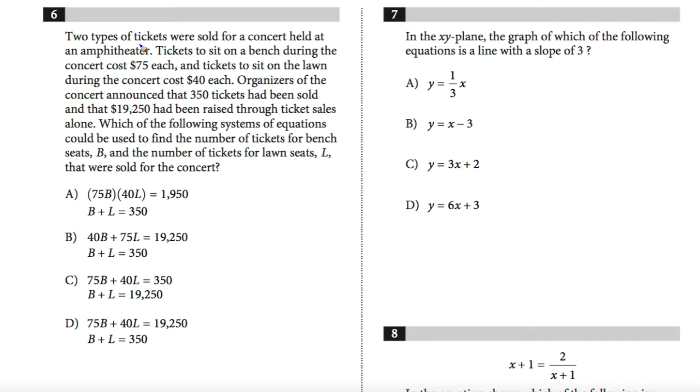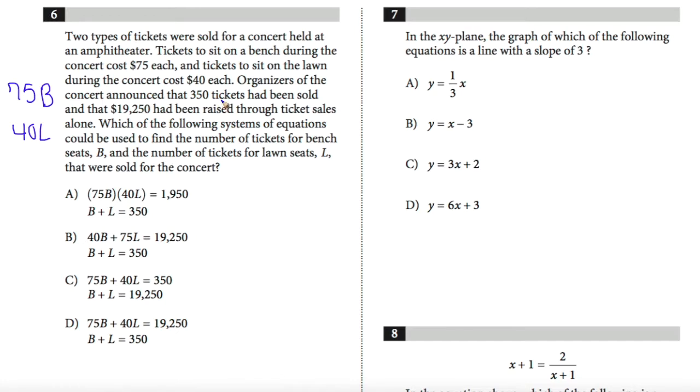Okay, question 6, there's a lot of information, so I'm going to attempt to decipher as I'm reading through. Two types of tickets were sold for a concert held in an amphitheater. Tickets to sit on a bench during the concert cost $75. So here I have 75B. And tickets to sit on the lawn during the concert cost $40 each. So here I have 40L.